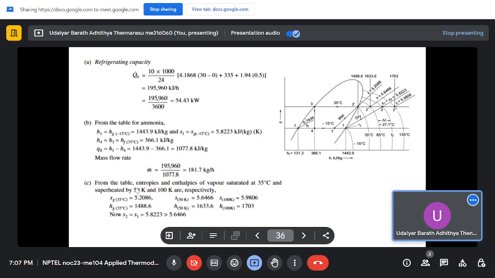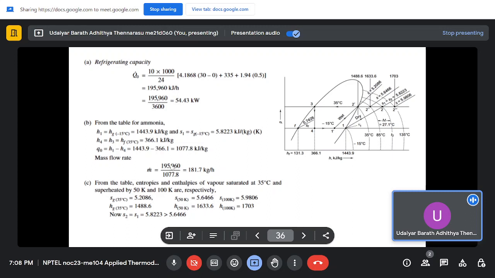Then from the table, the entropies and enthalpies of vapor saturated at 35 degrees Celsius and superheated by 50 and 100 Kelvin are respectively given. So the enthalpy and entropy values of saturated vapor 2 dash, 2 double dash and 2 triple dash are shown. So all entropies and enthalpies values are given here.